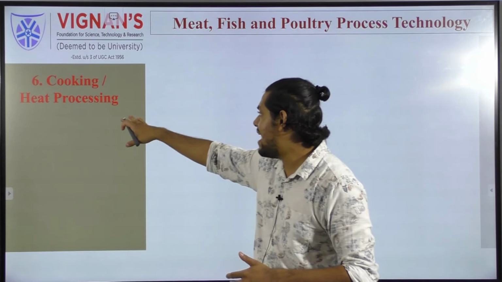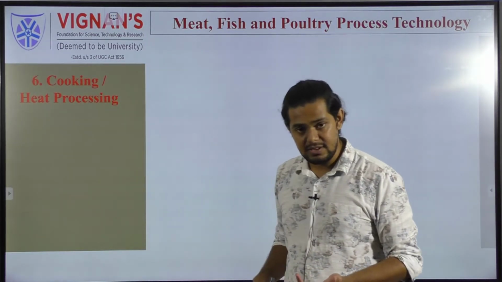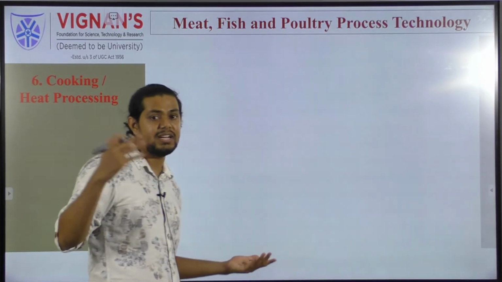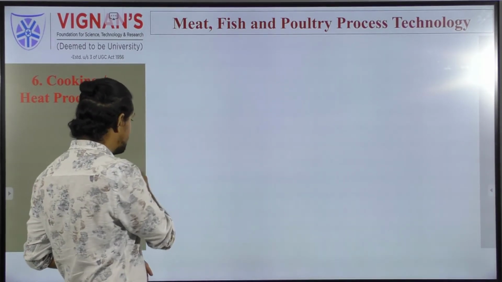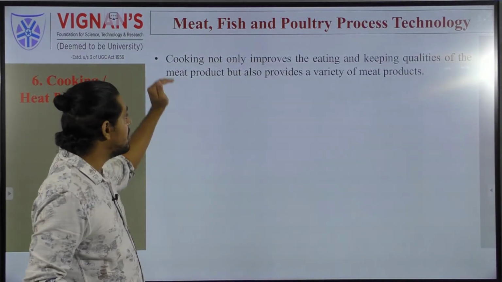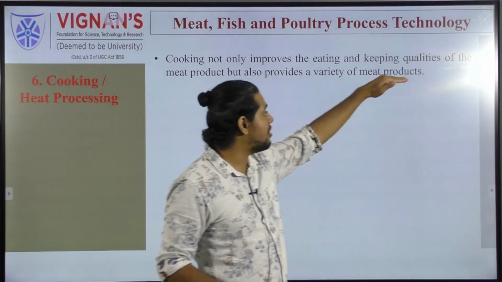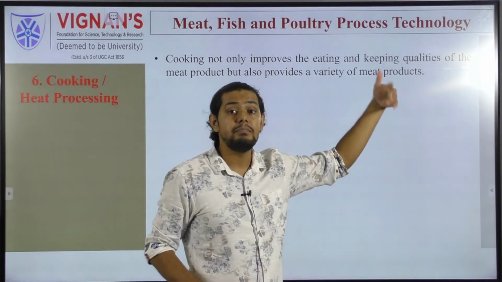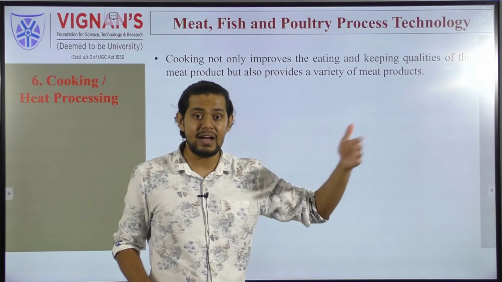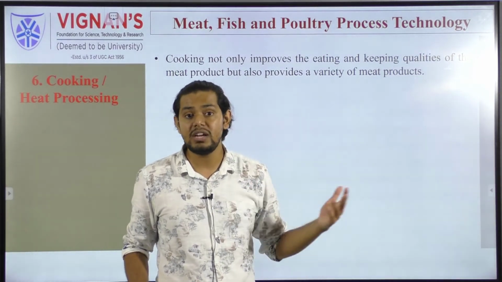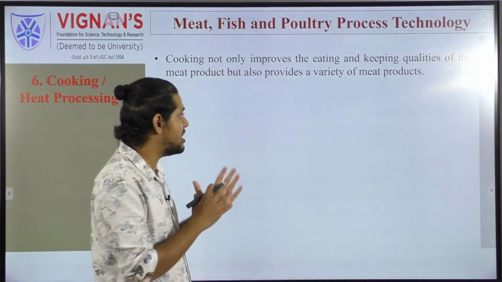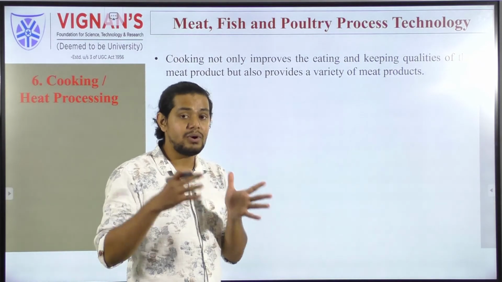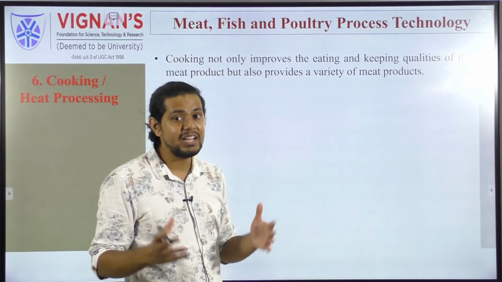Next, we have cooking or heat processing. As the name itself suggests, it is cooking. That means a higher temperature is desired in such a process. Whenever we are talking about cooking, cooking not only improves the eating quality of the meat as well as the meat product, but also provides a variety of meat products. By cooking, you can manufacture a numerous variety of cooked meat dishes. It generally does not improve the keeping quality, such as the juiciness or the tenderness, but it will help you to prepare a variety of different cuisines as well.